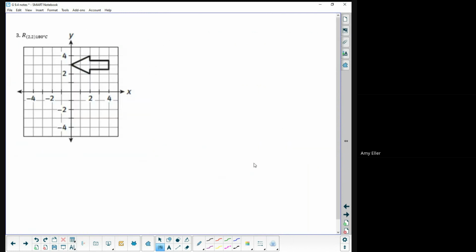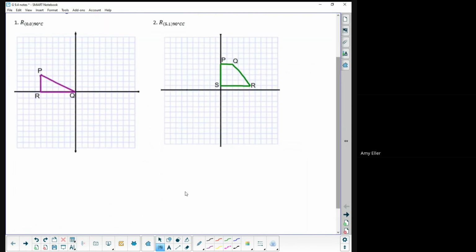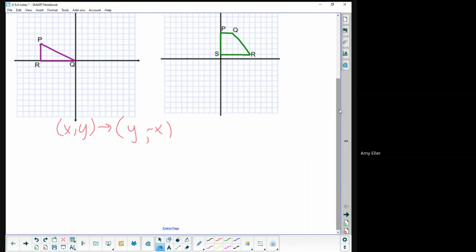Okay, let's do number 1. We're not going to use the patty paper, although it would be allowed on a quiz or test. We're going to use the formulas. So since we're rotating about the origin, 90 degrees clockwise is the same as 270 counterclockwise. So I'm going to copy my formula for 270 counterclockwise. Did I copy that one right? That's the right one for 270? Okay. So here's what we're going to do. We're going to write out our points, and then we're going to apply that formula. So I'm going to have P, Q, R.